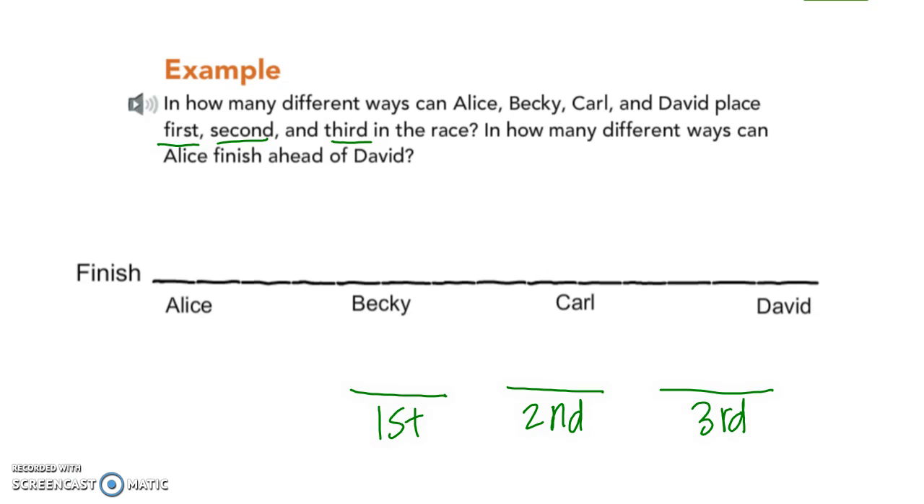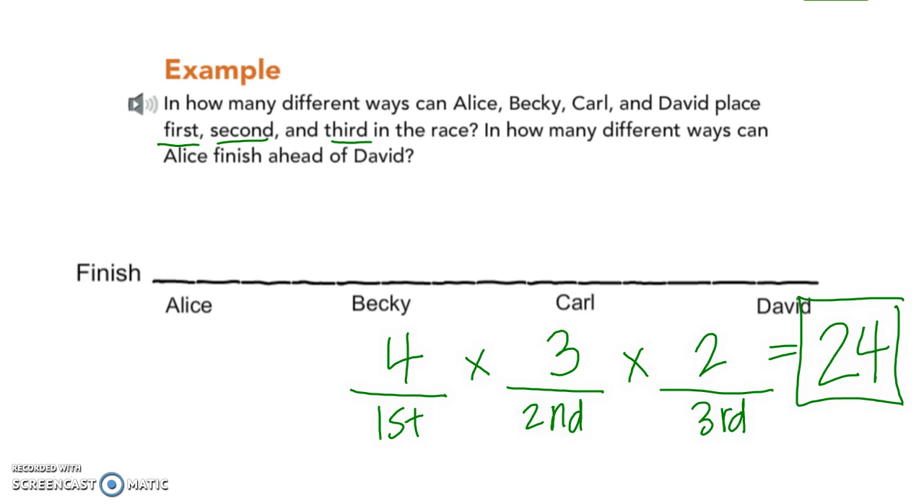All right. How many possible ways can I get first place? How many choices do I have for first place? I have Alice, Becky, Carl, and David. That's 4 choices. Now, if somebody wins first place, they're out of the running for second place. So how many choices would I then have for second place? 3. So now we've already gotten our first place person and our second place person. They're out of the race. So how many choices do I have for third place? 2. And then we just multiply. 4 times 3 is 12, times 2 is 24. There's 24 different ways that we could get first, second, and third place.